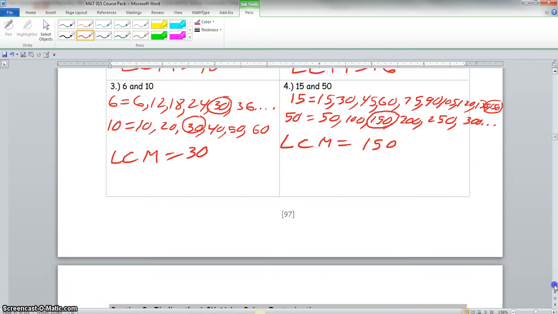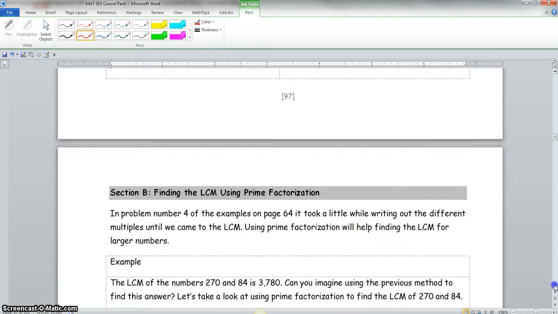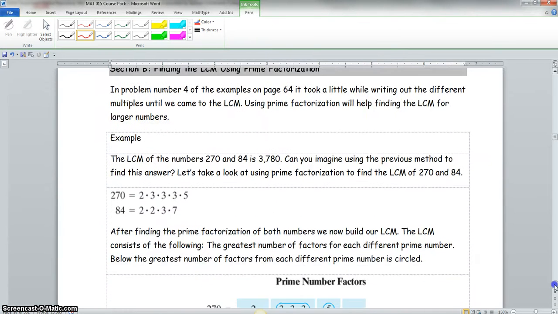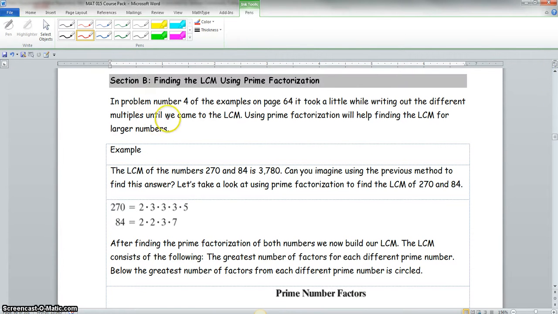So, now we look down here at section B. It says finding the LCM using prime factorization. Okay, in problem number 4 of the examples on the previous page, it took a little while writing out the different multiples until we came to the least common multiple. Using prime factorization will help in finding the least common multiple for larger numbers.